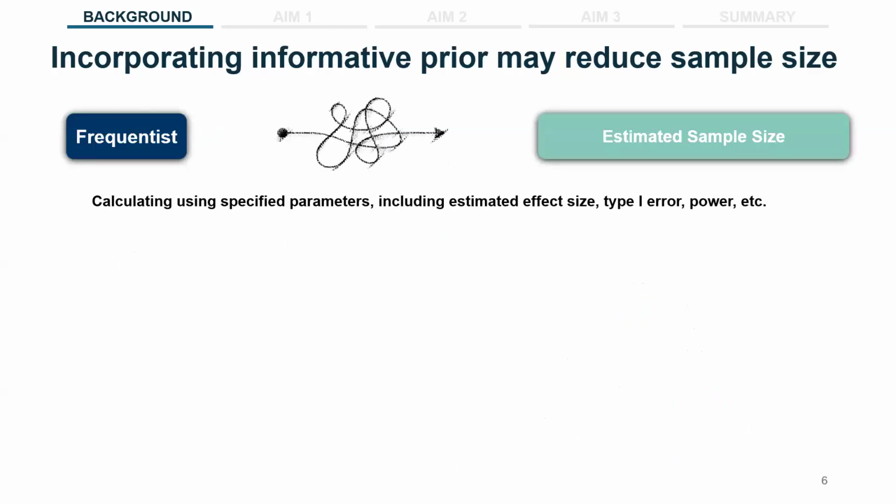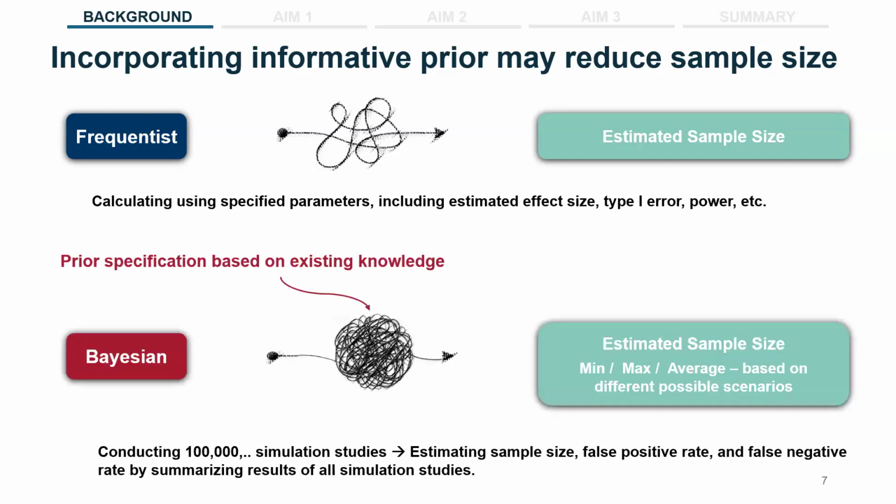With the classic frequentist methods, we would specify key parameters such as estimated effect size, type 1 error, power to calculate the target sample size with a formula. But with Bayesian methods, we would incorporate the prior information and conduct simulation studies under different scenarios and assumptions to estimate the target sample size, as well as the false positive and false negative rate under each scenario.